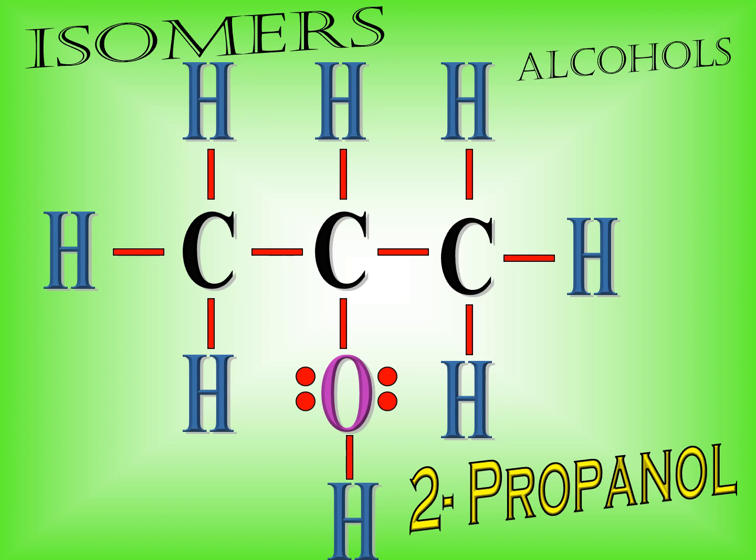So now we have C3H7OH. It's still propanol, it's still propyl alcohol, but there's something different about it. The functional group, the hydroxide, is attached to the second carbon. So we call it 2-propanol. Now that could be the second carbon from either end in this case, but usually we count from whichever end it's closer to. Just in this case, there's no difference which end you start with.